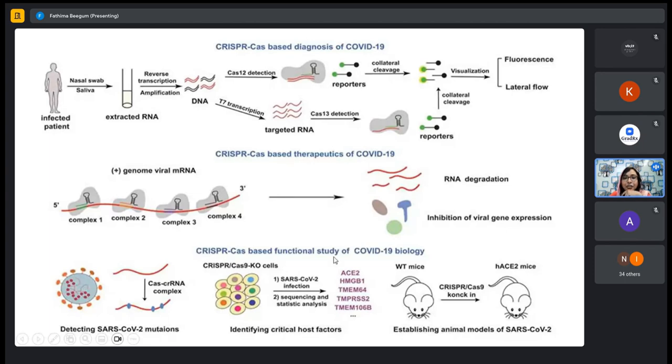Then coming to functional studies using CRISPR in COVID-19, different mutations can be detected. We know Omicron, and after that so many mutant variants have come for SARS-CoV, and all those variants and their effects can be detected by using CRISPR-Cas9 technology. The infection can be detected. Then the role of ACE2 and HMGB1 receptors can be analyzed in wild type mice as well as in recombinant or transgenic ACE2 mice.